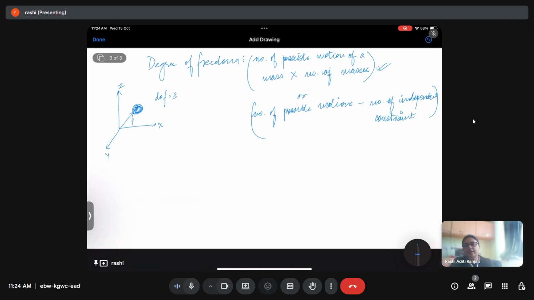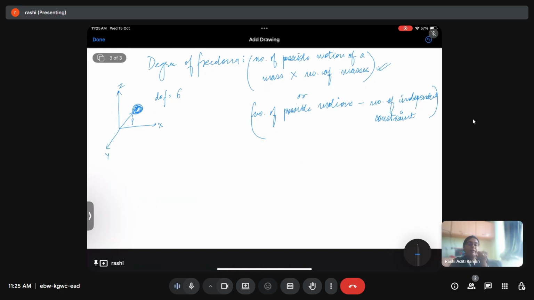Now, if I constrain its movement, saying that this ball is always supposed to be in contact with the XY plane, the ground, what have I done? I have constrained it, right? So how many degrees of freedom is it going to have in that case? Now, mind it, here I am talking only about translation, not rotation. If we do talk about rotation, then it is going to have 6 degrees of freedom.